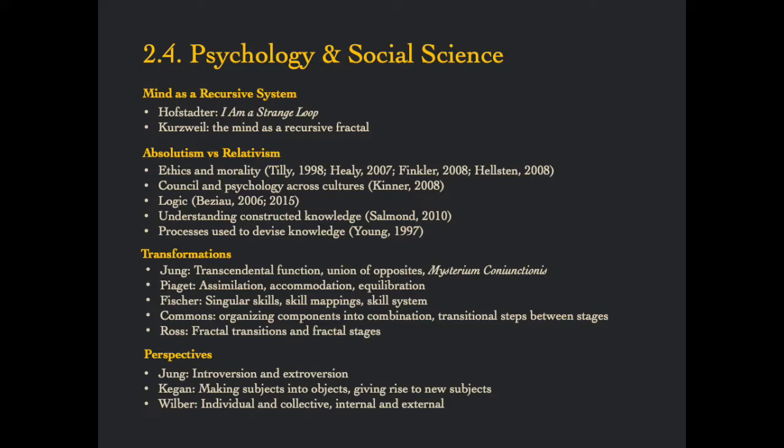So, Jung talked about something he called the transcendental function, which is our brain's autonomous process of unifying opposites. And he demonstrated this was the fundamental symbolism that underpinned the alchemists in his book Mysterium Conjunctionis.